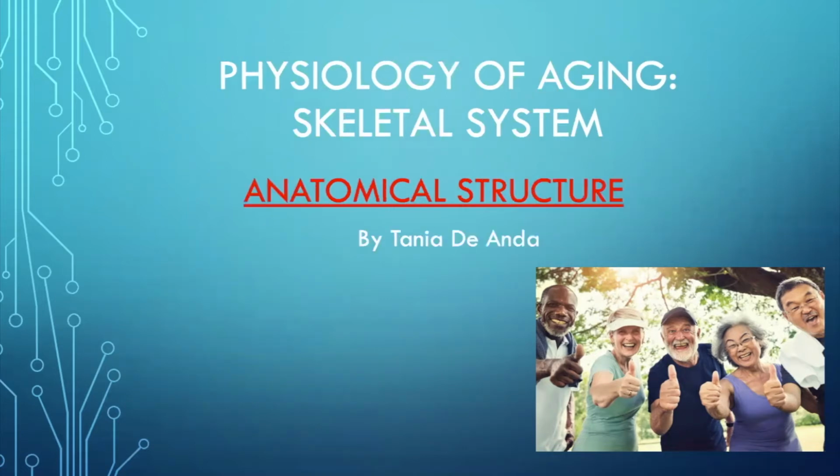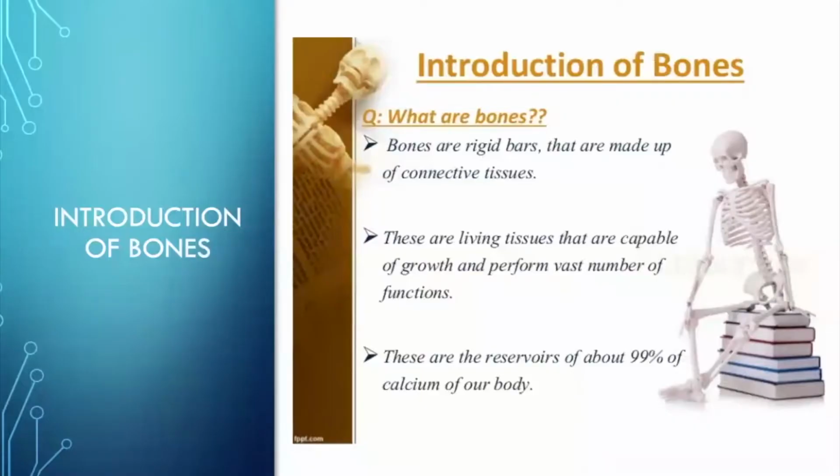Anatomical structure. Introduction of bone. What are bones? Bones are the rigid bars that are made up of connective tissues. These are living tissues that are capable of growth and perform vast numbers of functions. These are the reservoirs of about 99% of calcium of our body.